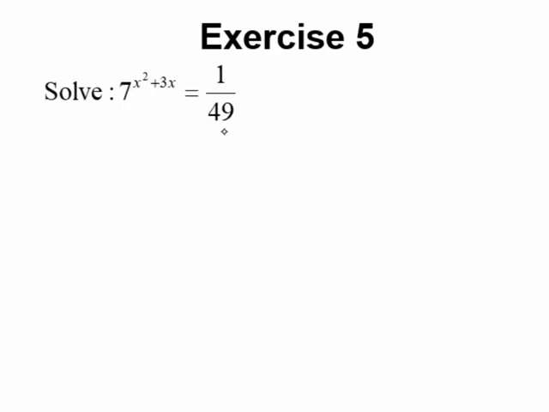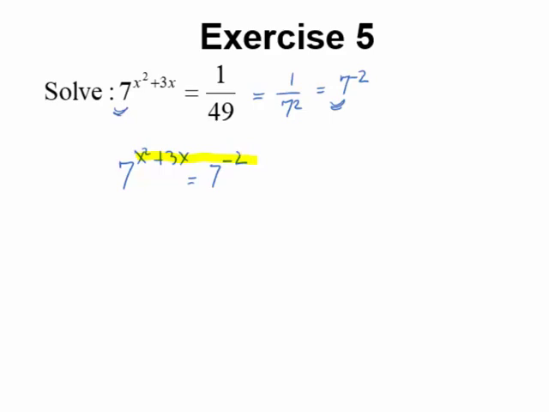So how do we write 1 over 49 to the base 7? Well, what's 1 over 49? 1 over 49 is 1 over 7 squared, which is 7 to the negative 2. So there you've got the same base. So far what we've got is 7 raised to the x squared plus 3x is equal to 7 to the minus 2. So there we've got the same base. So we drop those bases and just set the exponents equal to each other and solve that.